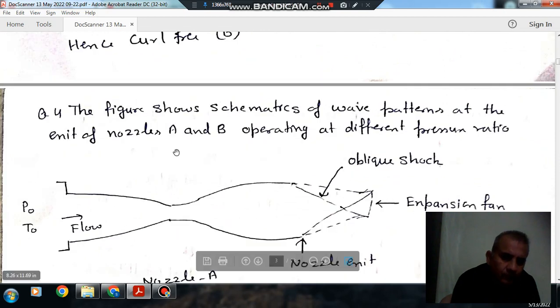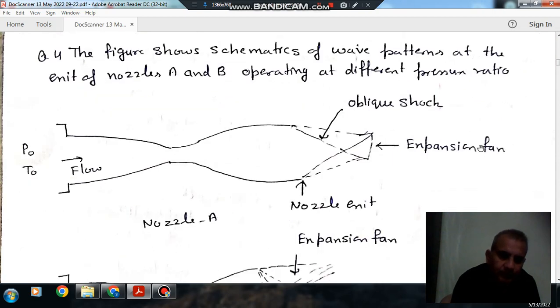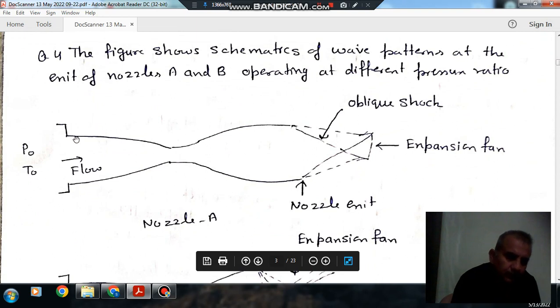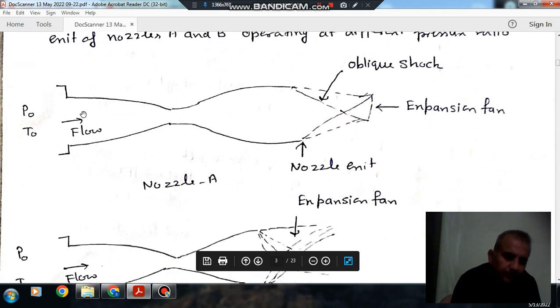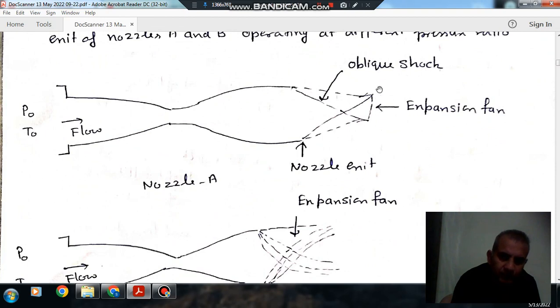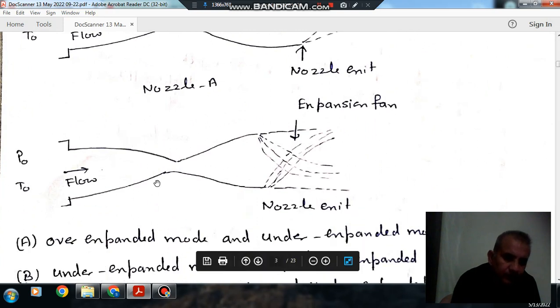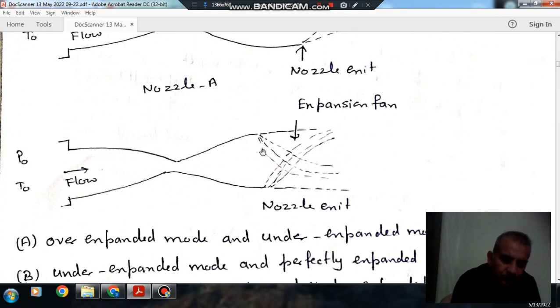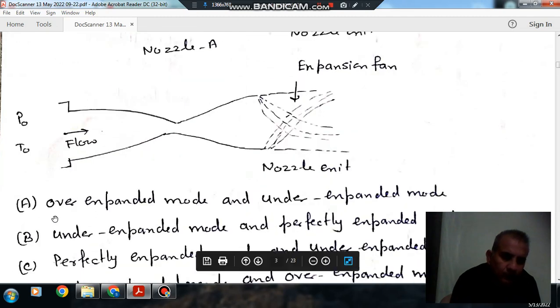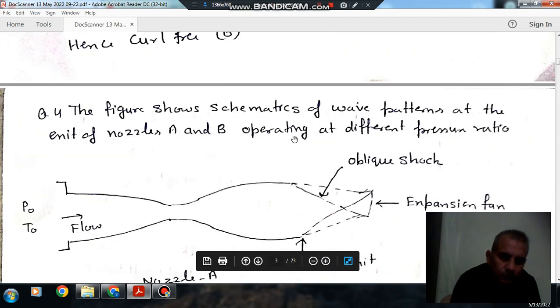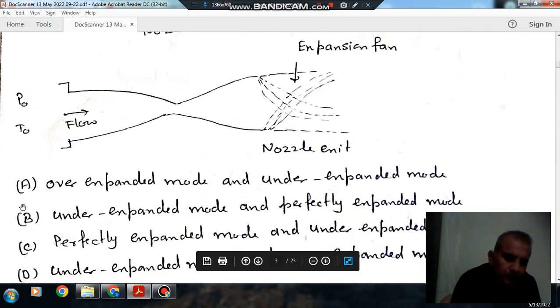Next, the figure shows a schematic of the wave pattern at the exit of nozzles A and B, operating at different pressure ratios. This is your first nozzle A. Here the flow is taking place, an oblique shock is occurring and there is an expansion point. And here this is nozzle B, where an expansion fan exists and there is no shock. This is the nozzle exit, and this is the flow.